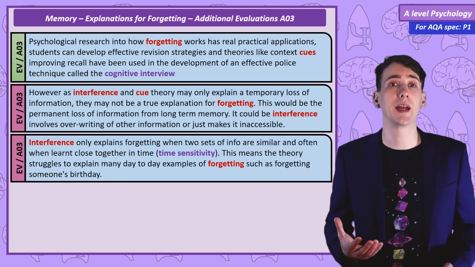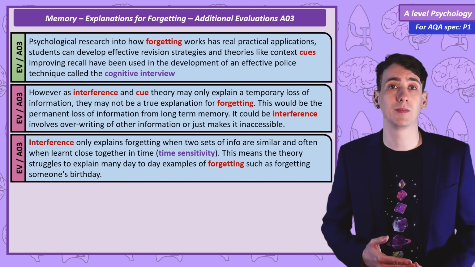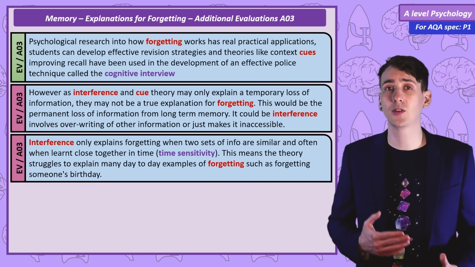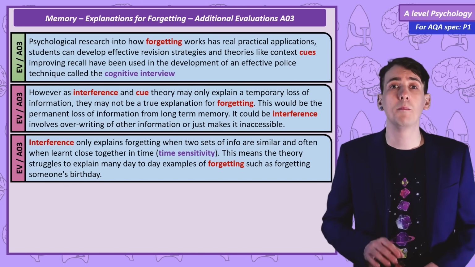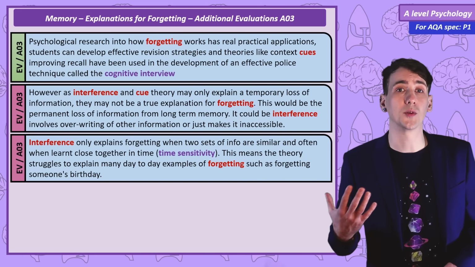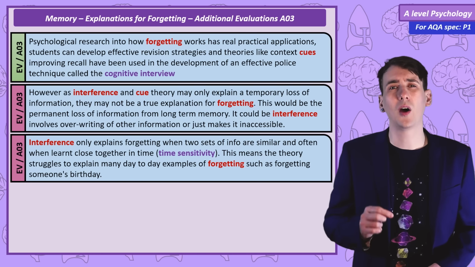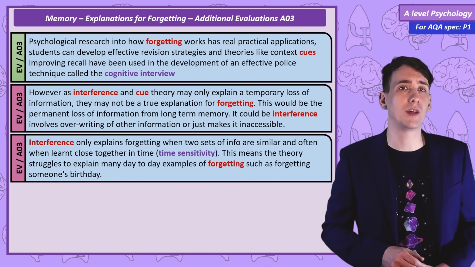Interference also can't explain many day-to-day examples of forgetting. Interference can only explain forgetting when 2 sets of information are similar. Many everyday examples of forgetting, like forgetting someone's birthday or where you just put your keys, are a little bit more difficult to explain with interference theory.